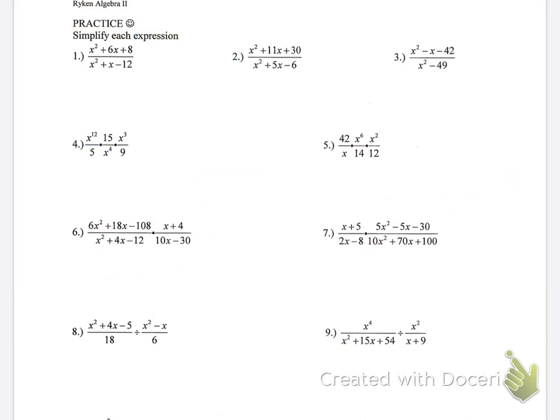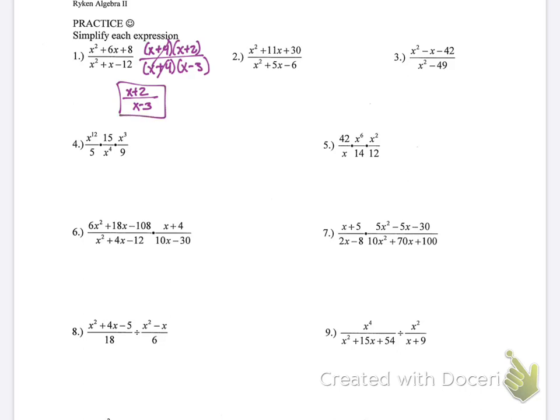Okay? This next page here is just a bunch of practice. So maybe I'll go through and do a couple here, like 1, 4, 6, 7, and then you can do some practice from there. Okay? So step 1 is to factor. So in number 1, what does that factor to? x plus 4, x plus 2. On bottom, x plus 4, x minus 3. x plus 4 is canceled, so I'm just left with x plus 2 on top, x minus 3 on bottom.